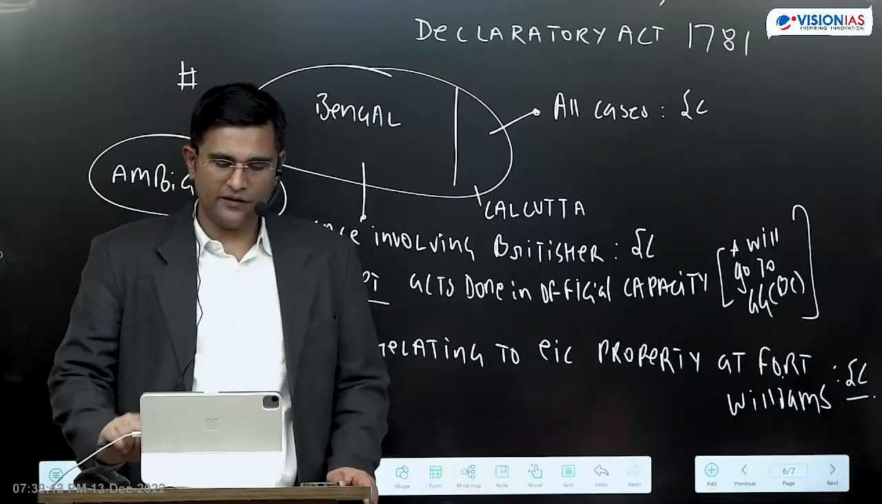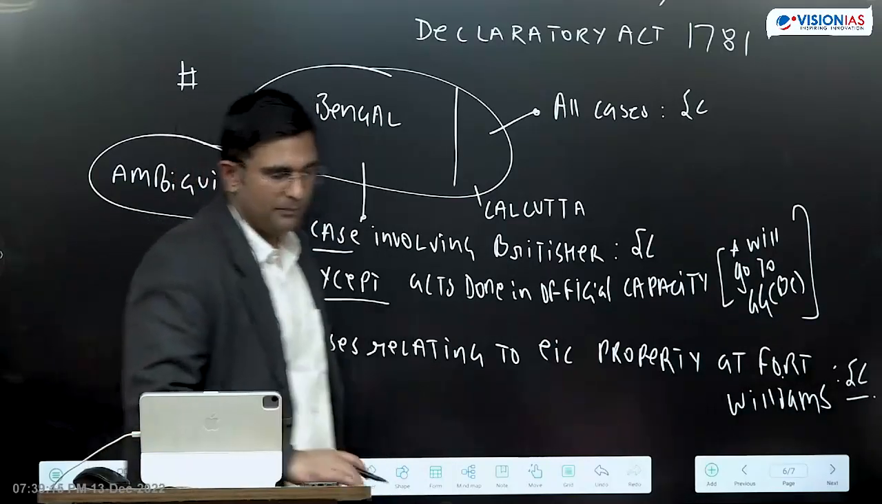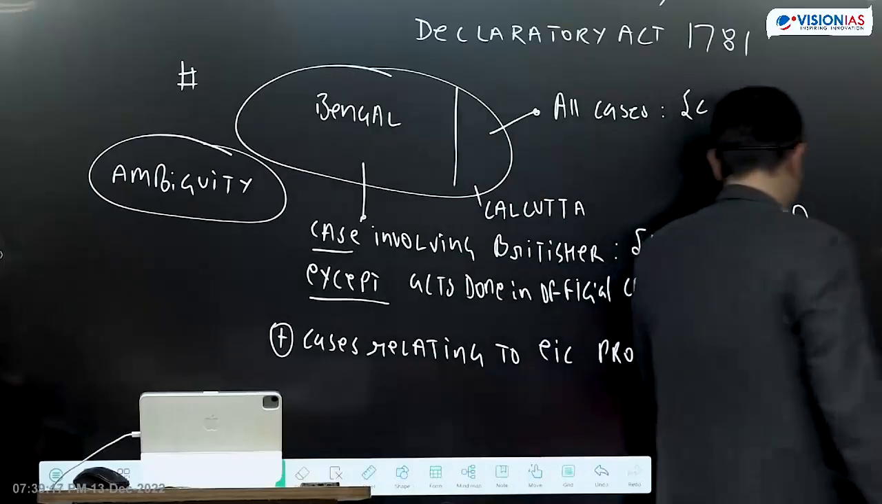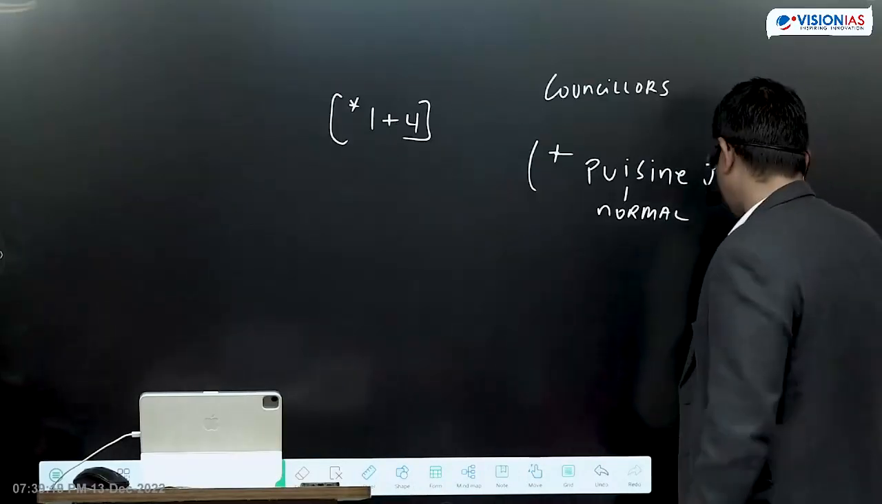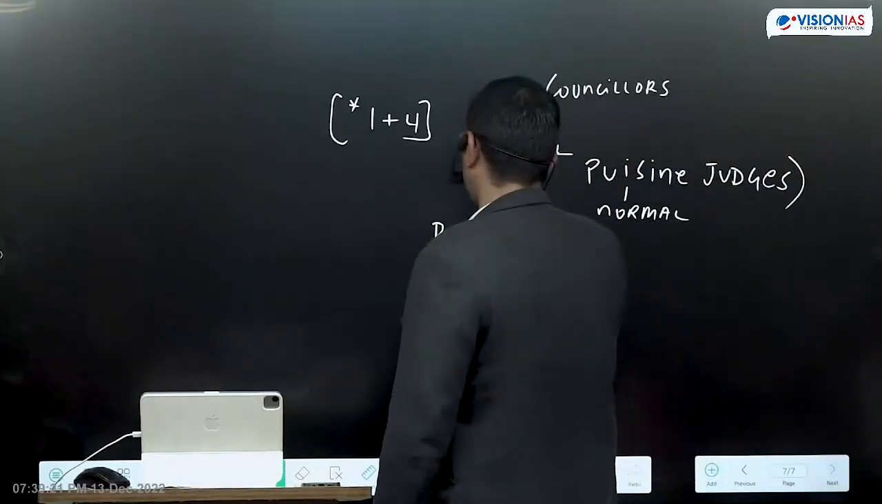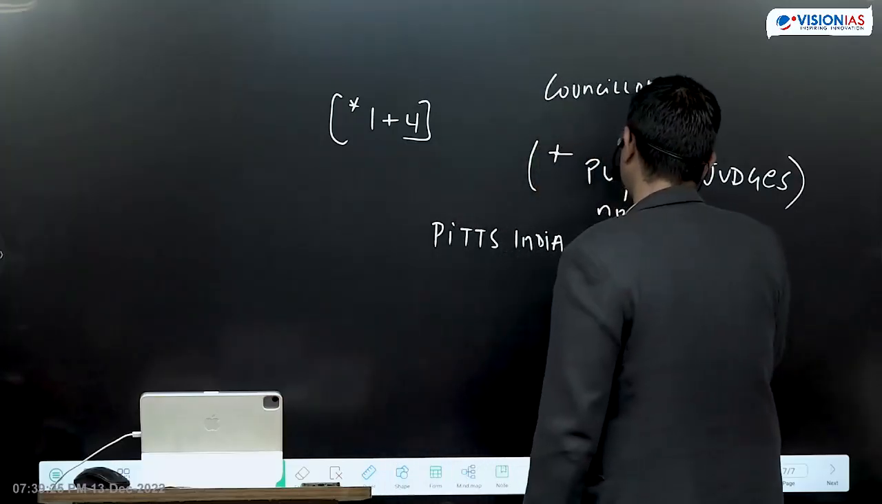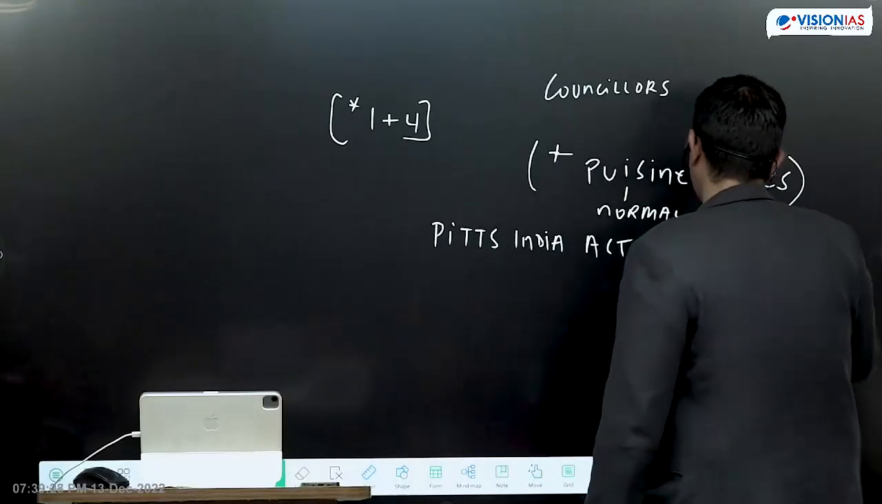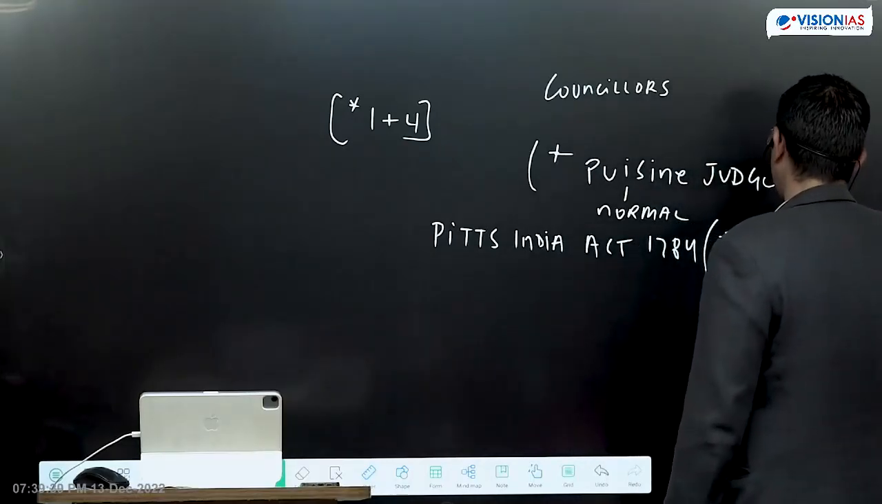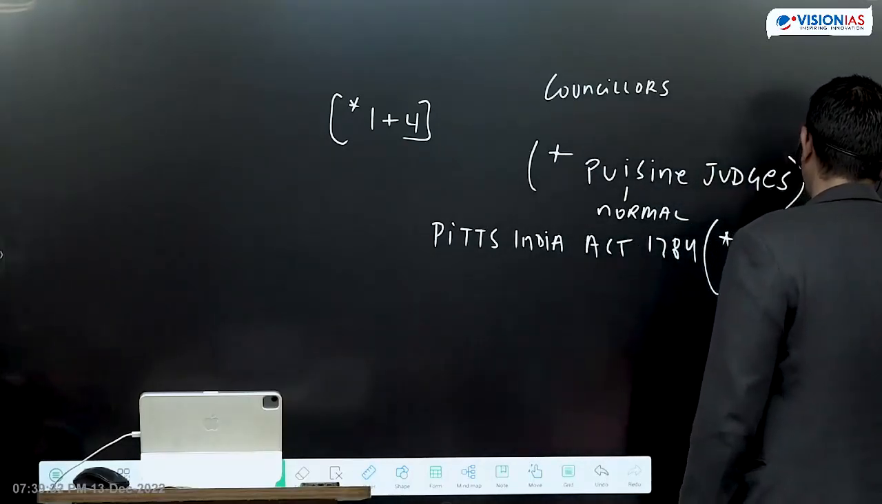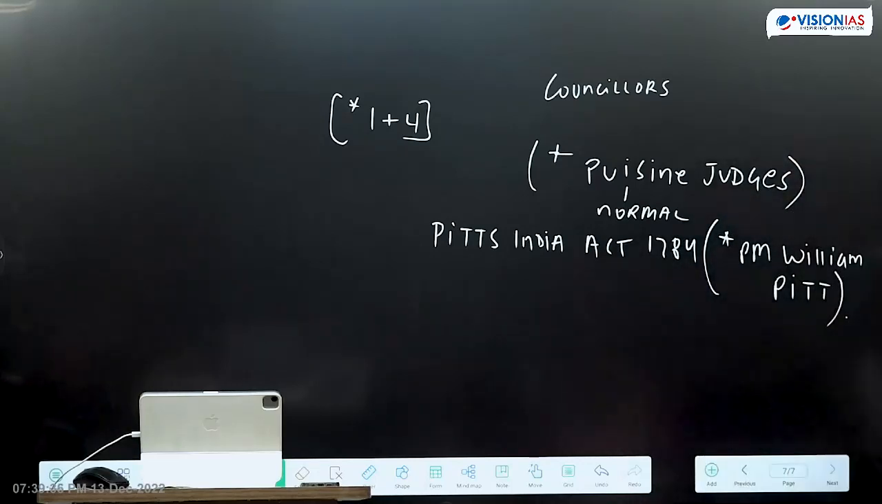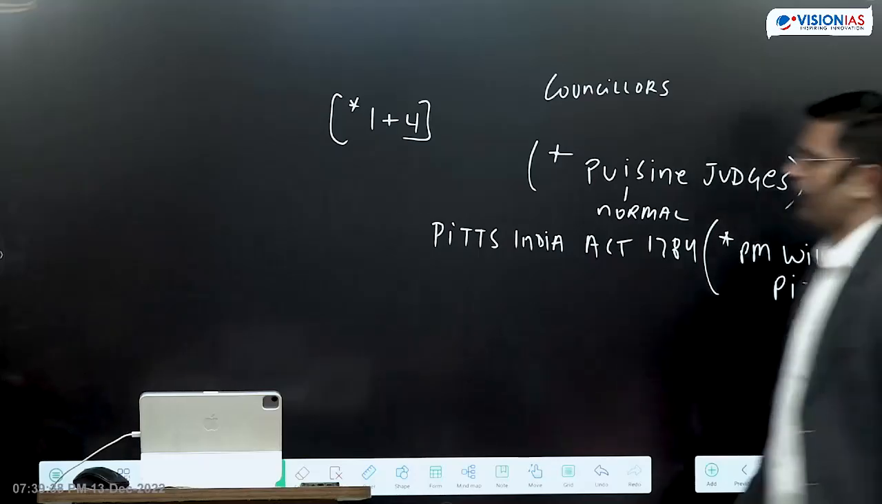Next, write down Pitt's India Act 1784. Named after Prime Minister William Pitt. ब्रैकेट में स्टार लगा के लिखिए.